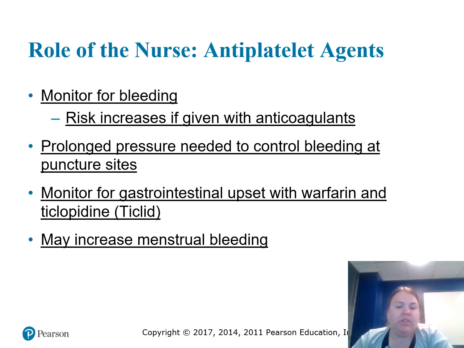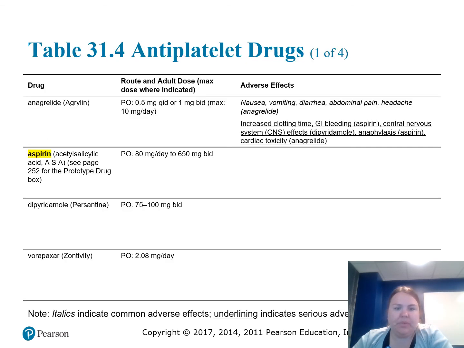And then monitor for GI upset, especially if they're taking warfarin. And then also, you want to monitor those females who are having menstrual cycles. If they're having abnormal or increased menstrual bleeding, this is a concern. And then this is a graph here, so you can see how much aspirin typically they would be given. Typically, your patients will be taking a baby aspirin if they're on aspirin for antiplatelet, and it'll be about 81 milligrams per day, but they can take 650 BID as well.